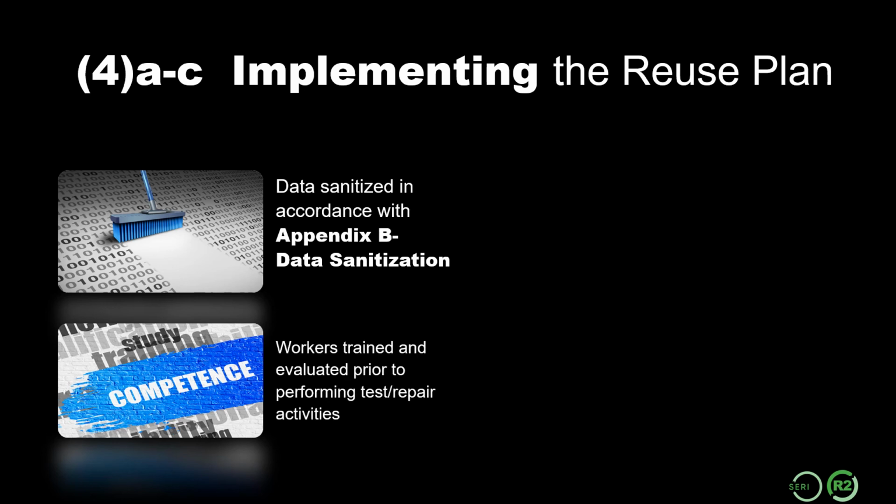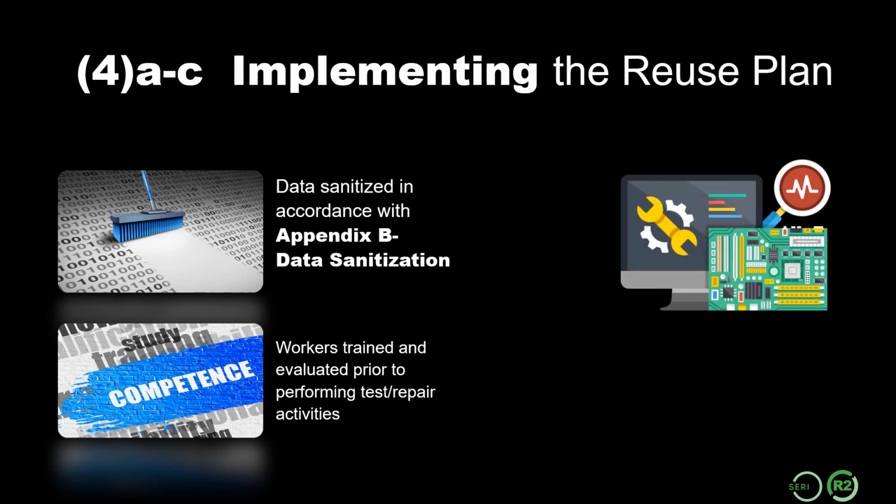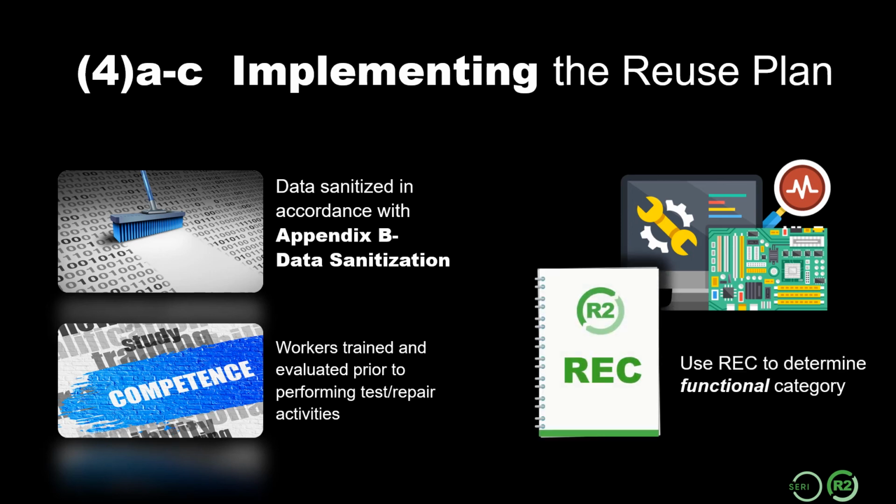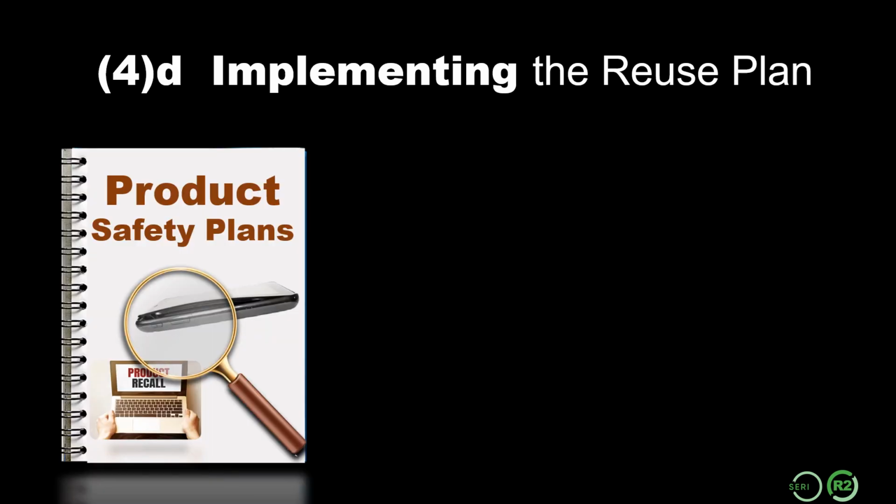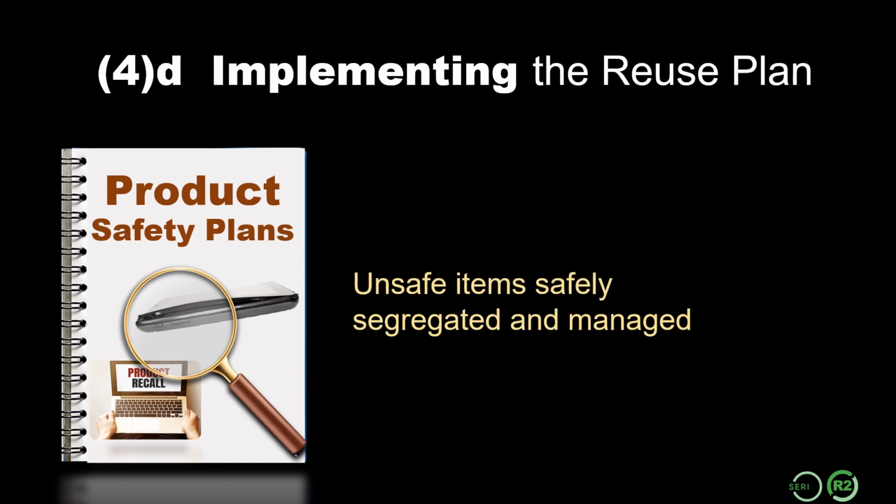Facilities must also ensure that employees performing the activities defined in the reuse plan have been properly trained and evaluated for competency prior to performing test or repair activities. R2 facilities must test, repair, clean, refurbish, and configure to determine the functional category in accordance to the REC. In addition to carrying out testing and repair activities, it is critical to ensure the product safety plans are carried out on an ongoing basis to ensure consistency in identifying product safety concerns. Facilities should be proactive in ensuring that unsafe items are not reintroduced into the market, but are safely segregated and managed.